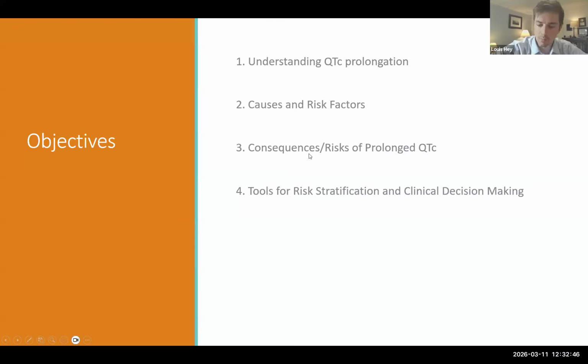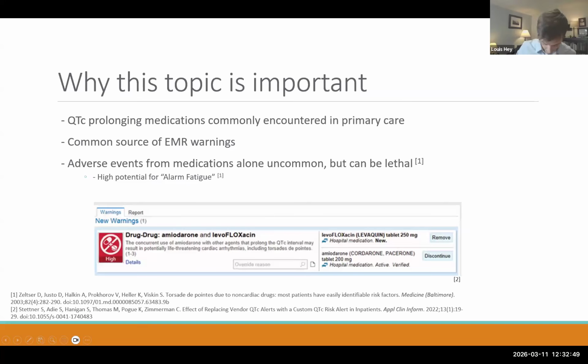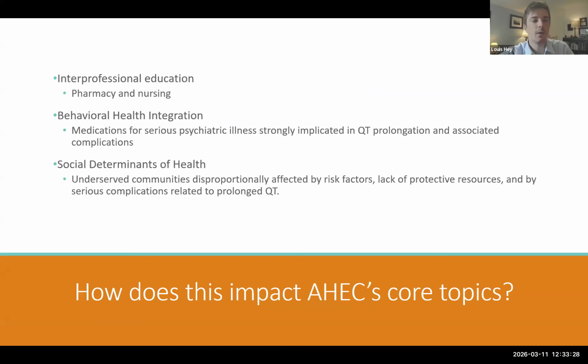There we go. So why is this important for primary care clinicians? We encounter a lot of medications that can prolong the QTC. It's also a very common source of warnings. I'm sure everyone here that practices medicine has gotten an Epic alert for QTC monitoring, similar to this one. There's been a lot of research on alarm fatigue, and this is one of those things that's commonly encountered and probably commonly ignored. Or maybe people worry about it a lot and do big workups that may or may not be indicated. So that's what this is geared towards.